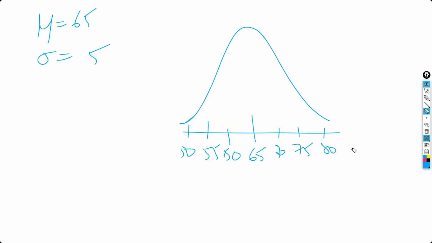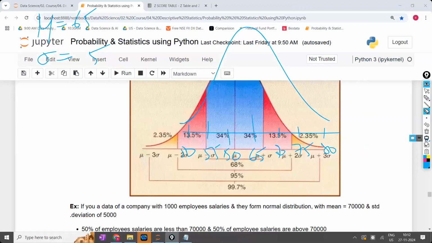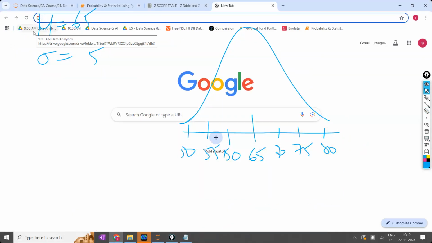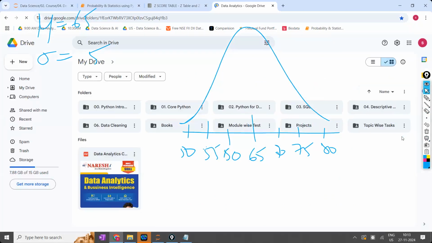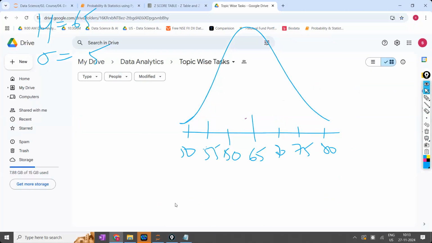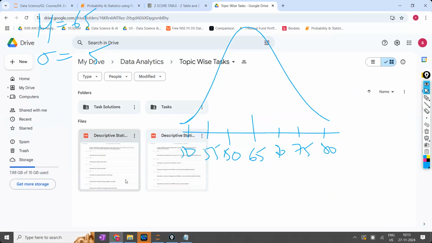Now, starting with question 1. I'm going to give 10 questions. Complete all 10 questions after the class as a small homework. Also, I have uploaded the complete descriptive statistics task in your drive. Open your drive, I'm trying to open it from my end. In the drive you can see a topic-wise task. Open the topic-wise task and you can see the descriptive statistics task.